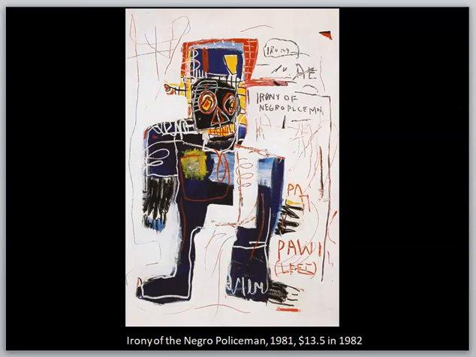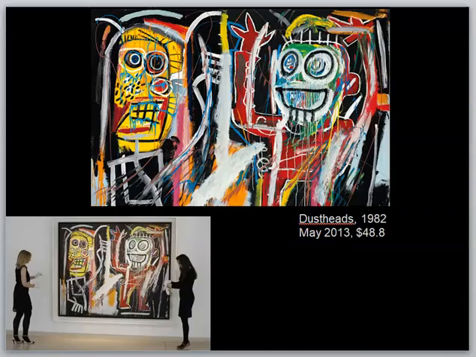This particular piece sold fairly quickly after it was made in 1982 for $13.5 million. In the case of Basquiat, one way to judge his fame is through the art market. Very quickly in the 80s, Basquiat became a winner in the world of art, and that has continued long after his death. This is his Dustheads, done in 1982.